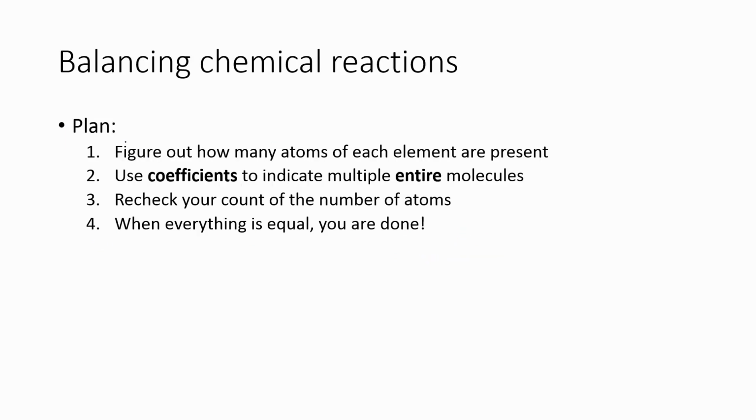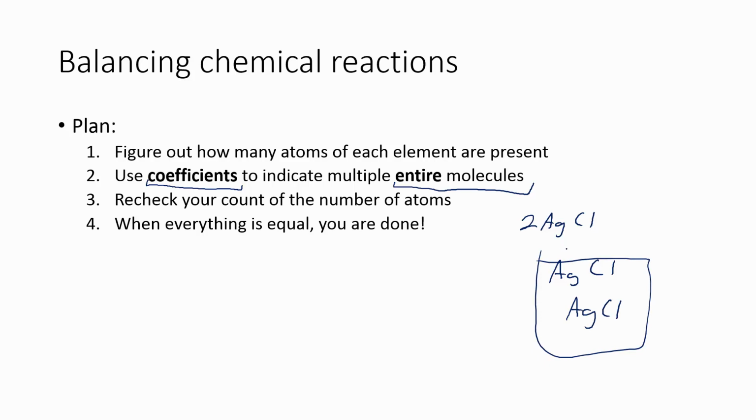So how do I do that? I figure out how many atoms of each element are present. I use coefficients to indicate multiple entire molecules. So the 2 in front of the silver chloride meant I have a silver chloride and I have a second silver chloride. That's what that means. Then we keep checking the count of atoms until everything is equal on both sides. Let's try that.